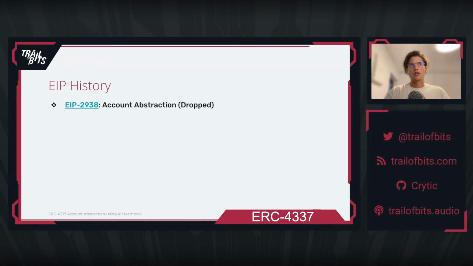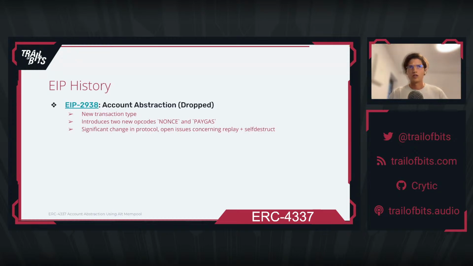And another EIP is EIP 2938, Account Abstraction, which is also dropped. It tried to introduce a new transaction type, introduced two new opcodes, nonce and pay gas. However, due to significant changes in the protocol and open questions and considerations, it got dropped. And I think it also hadn't encompassed some of the features of 2771 that we wanted.